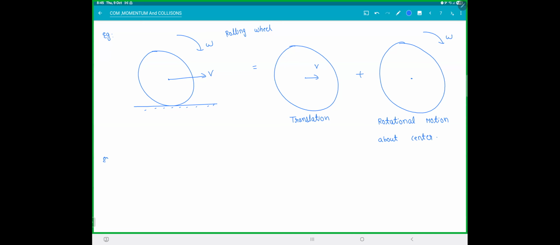If you think about Earth around the sun, Earth is going in a circle, and Earth itself is rotating. It is a combination of rotation plus rotation.